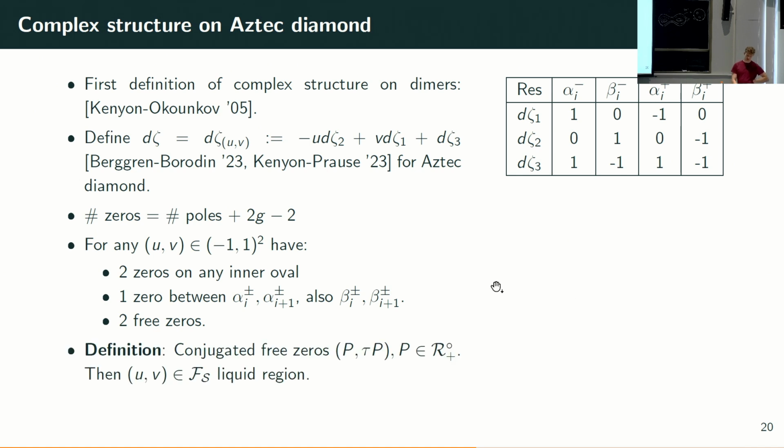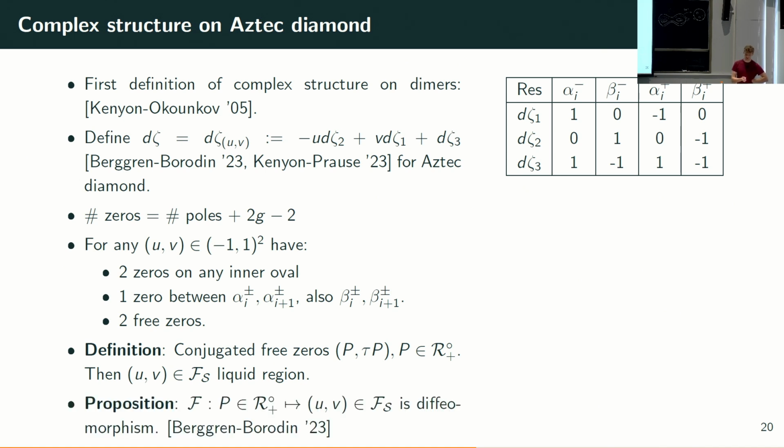And now the definition of the map between our curve and the dimer region is exactly this. So if we have a UV where this free zero right here does not live on the real ovals, but rather is self-conjugated, then we call this UV part of the liquid region. In fact, this defines your map, in a kind of convoluted way, between this upper half of the Riemann surface and the dimer domain. And then it was shown, again in Bufetov and Borodin, that this is in fact a diffeomorphism.